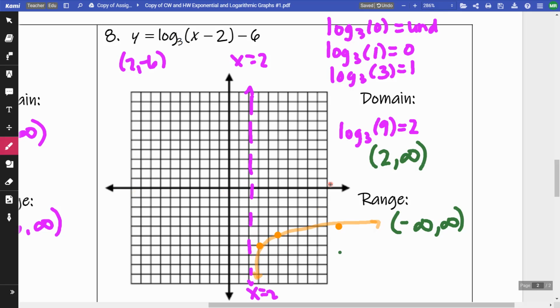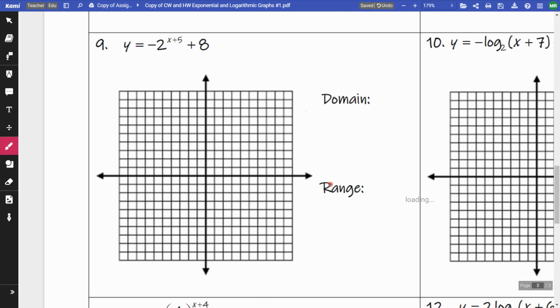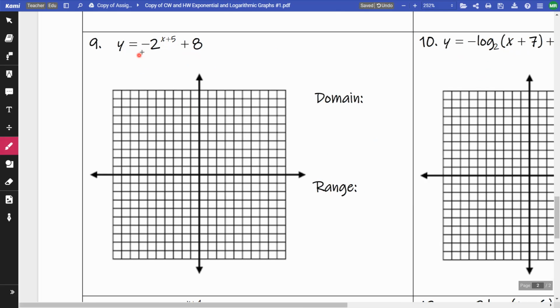On number 9, okay, I'm back to base 2. Now this negative, I'm not taking a negative number to a power. I'm multiplying it by a negative after the fact. So what that's going to do is instead of the graph going up like this, it's going to flip over the x-axis. It's going to go down like this. So y equals 8. So I'm going to go up to 8: 1, 2, 3, 4, 5, 6, 7, 8. And here, this is where I'm going to have my horizontal asymptote, y equals 8.